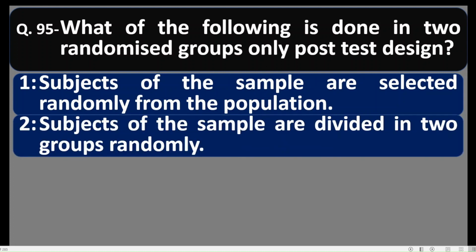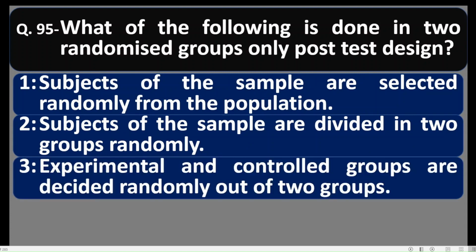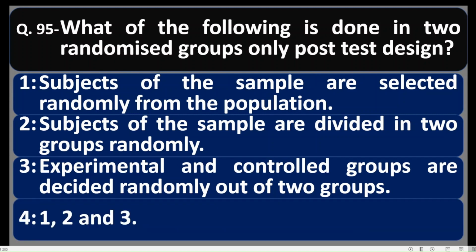It is true. Subjects of the sample are divided in two groups randomly. It is also true. Experimental and control groups are decided randomly out of two groups. It is also correct. And option 4 is 1, 2, and 3. So it is obvious that option 4 is correct in terms of this question. Option 4 is correct.